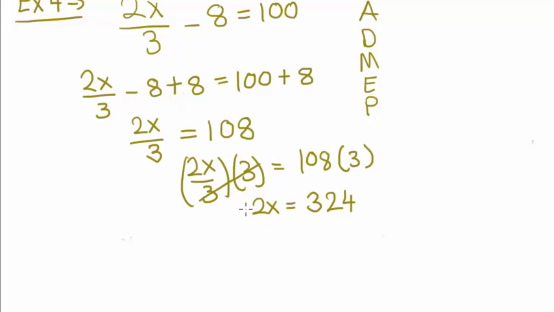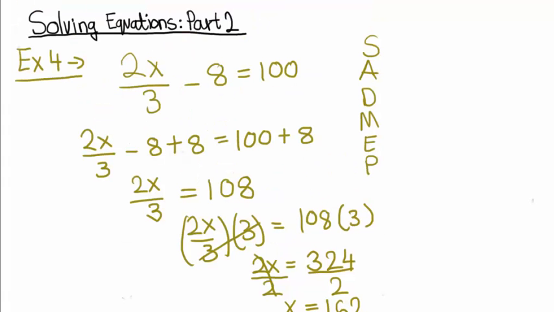Now on the left hand side, I have 2 times x, so I need to perform the appropriate inverse operation of dividing both sides of this equation by the number 2. And when I do that, the 2's cancel out to give me a 1, so basically x all by itself, and 324 divided by 2 is equal to 162. So the solution to 2x divided by 3 minus 8 equals 100, where we are trying to solve for x, is 162. Now let's go over one more example before I leave you in this video.